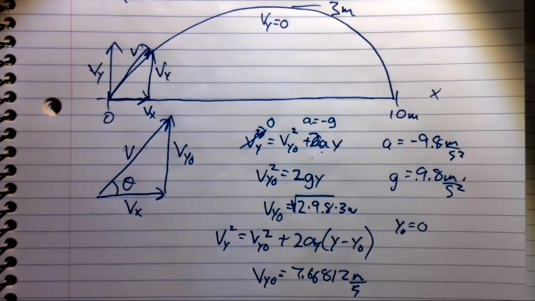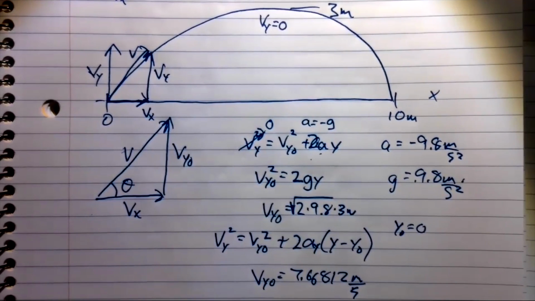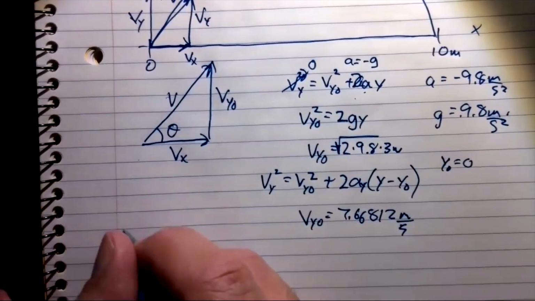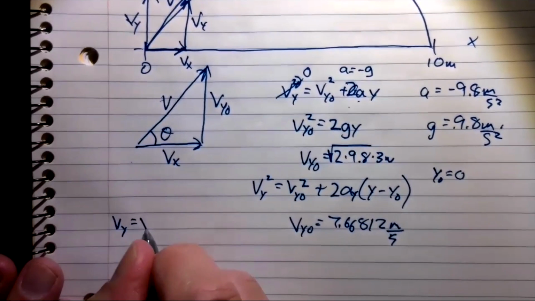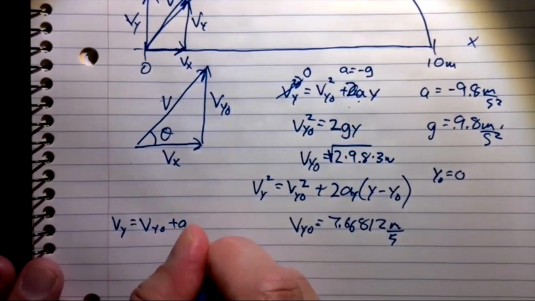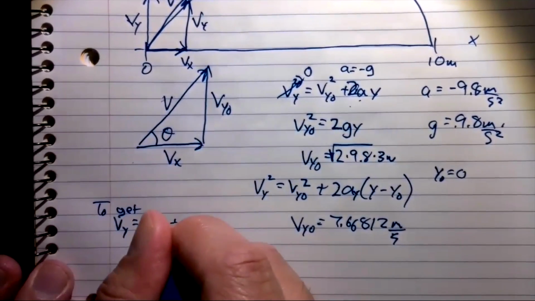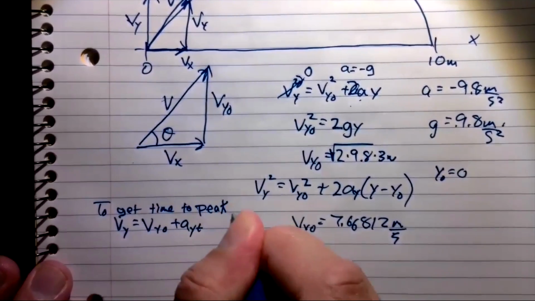The next part, we need to get our time. So we calculated our initial velocity. So the easiest way to get our time is going to be to use this equation. So we're going to have Vy is equal to Vy0 plus AyT. This is to get time to peak. And this is important.